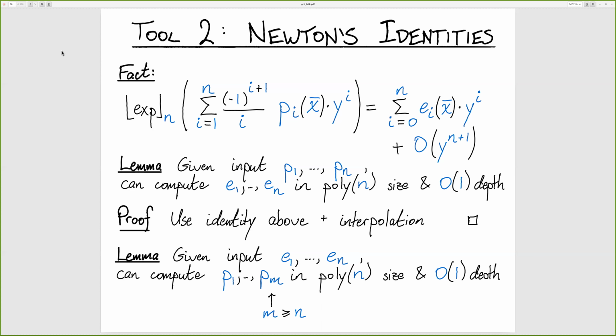So what can we do with this? This is an interesting algorithm, but it's not clear that you get anything out of this yet.